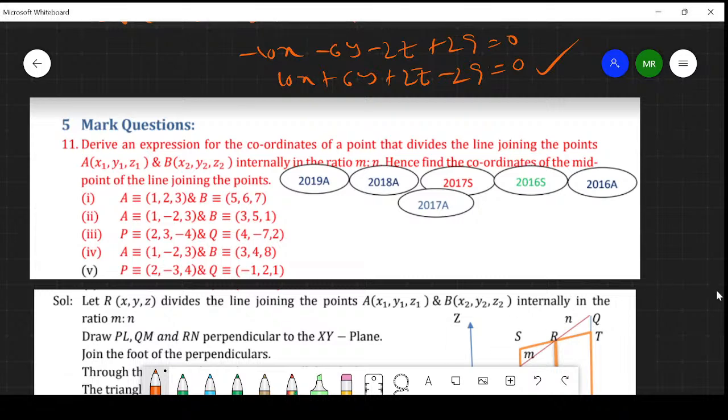The last one you can see here. Derive an expression for the coordinates of a point that divides the line joining the points A(x1, y1, z1) and B(x2, y2, z2) internally in the ratio m is to n. They are asking, this is the section formula derivation. Sometimes they will ask, derive the section formula in 3-dimensional geometry. Instead of giving it this way, they will ask another way: derive the section formula. Remember that way also. This is the section formula.